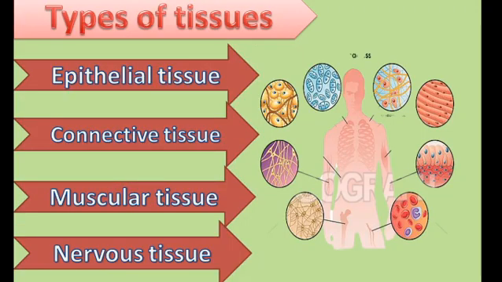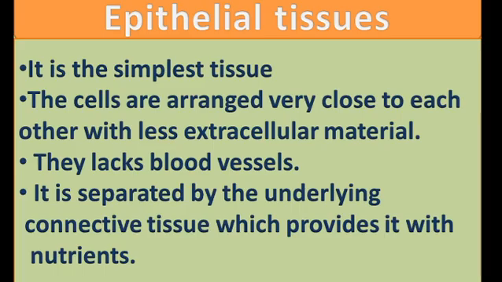Then the types of tissues. These are the major 4 types of tissues, that is epithelial tissue, connective tissue, muscular tissue and nervous tissue. So what are the 4 types of tissues? Epithelial tissue, connective tissue, muscular tissue and nervous tissue. We'll see each and every type of tissue briefly. Then we'll take a note on epithelial tissues. Epithelial tissue is the simplest tissue. Already we have studied simple tissues, which look similar, are similar in structure and perform a similar function. That kind of tissue is the epithelial tissue.